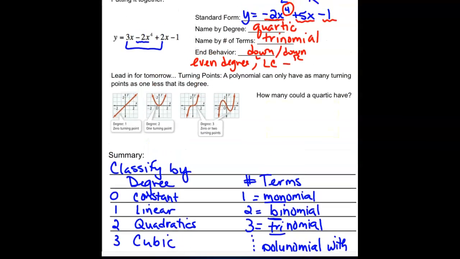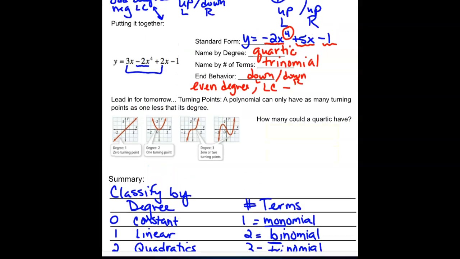All right, so last little piece is just a lead-in for tomorrow. We will be talking about turning points. A polynomial can have as many turning points as one less than its degree. So what we mean by that, if we have a line that is degree 1, okay, linear, no turns. Degree 1, we had 0 turns. Degree 2 is our quadratics. Those are the parabola-shaped ones. Degree 2 has 1 turn right at that vertex.